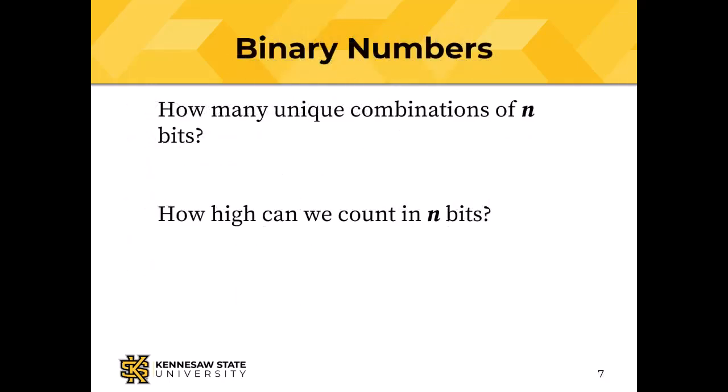We need to remind ourselves about binary numbers. How many unique combinations of n bits are there? 2 to the nth power. How high can we count in 8 bits? 0 to 2 to the n minus 1. So there are 2 to the n combinations. One of them is 0, and that means the largest number we can represent is 2 to the nth power minus 1. Notice that that minus 1 is not in the exponent. First you take 2 to the nth power, then subtract 1.